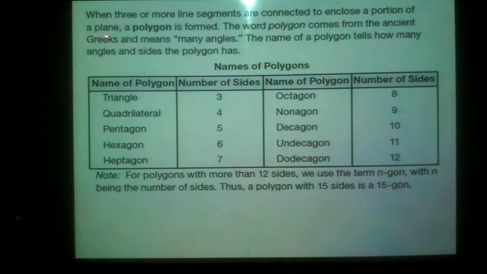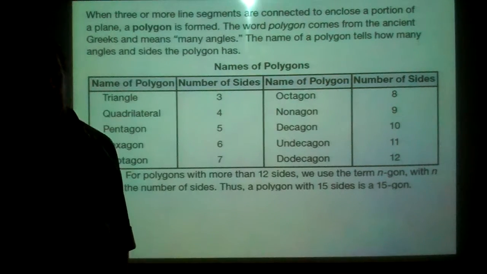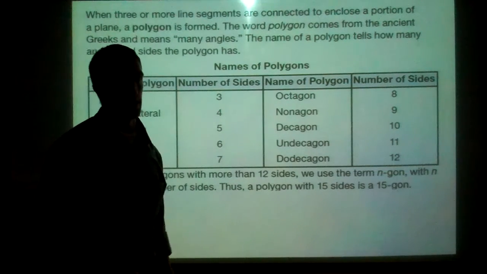It says, when three or more line segments are connected to enclose a portion of a plane, a polygon is formed. So the word polygon comes from the ancient Greeks and means many angles. So, specific names will tell us how many angles and how many sides a polygon has.